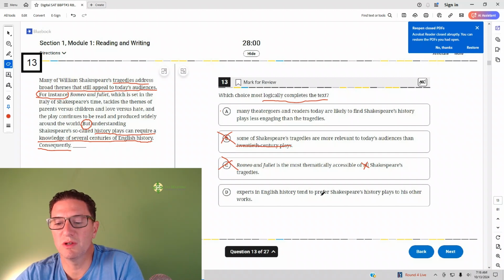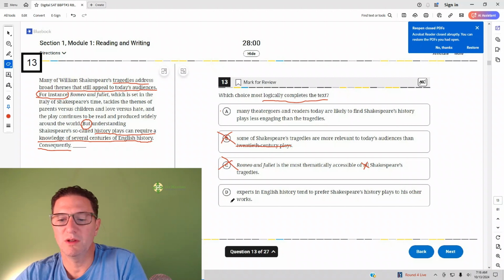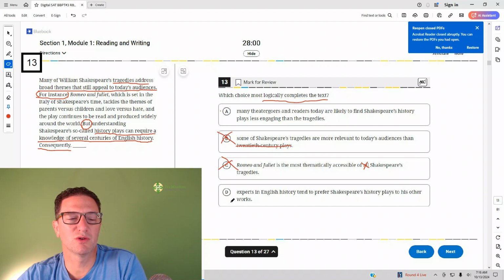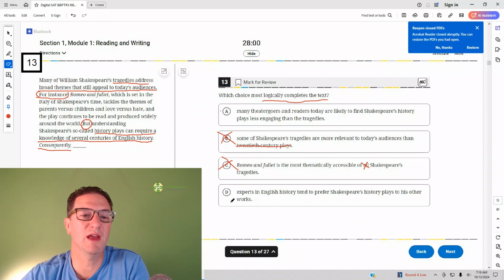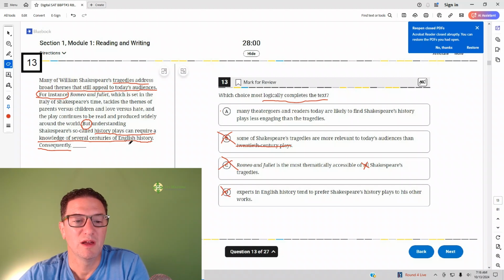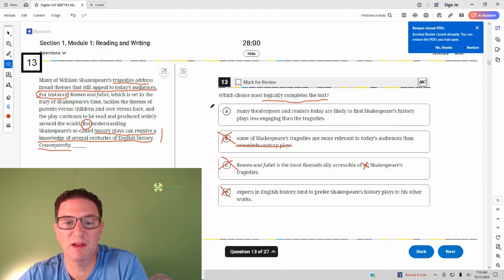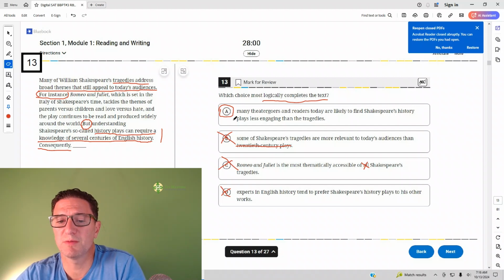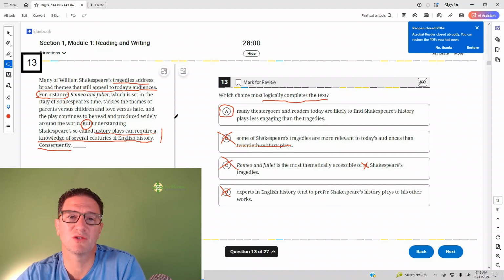Experts in English history tend to prefer Shakespeare's history plays to his other works. Well, you might get an expert in English history who's a hopeless romantic and loves Romeo and Juliet or some other tragedy more than they love the history. That's not a theme either. Do experts in history like the history plays more? It just says that they will understand his history plays. Doesn't mean they're going to like him more. So answer A stands as your best answer: Many theatergoers and readers today are likely to find Shakespeare's history plays less engaging than tragedies.